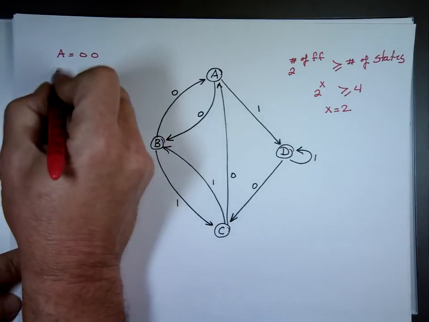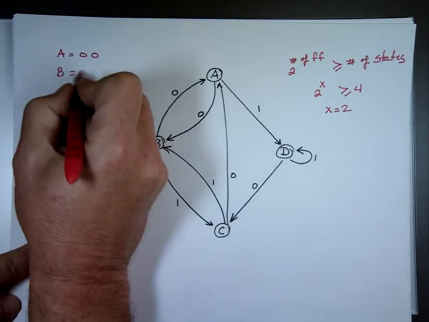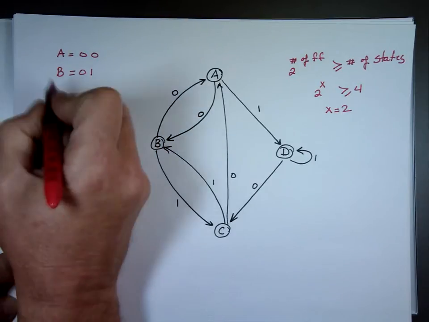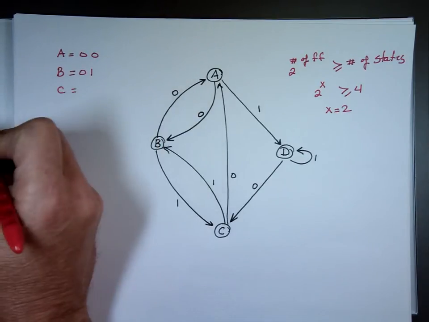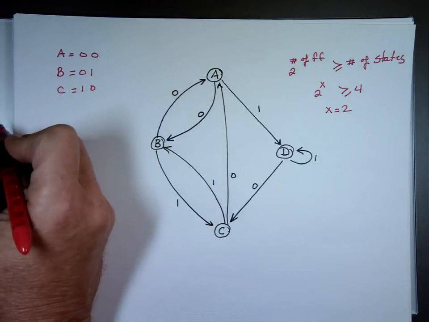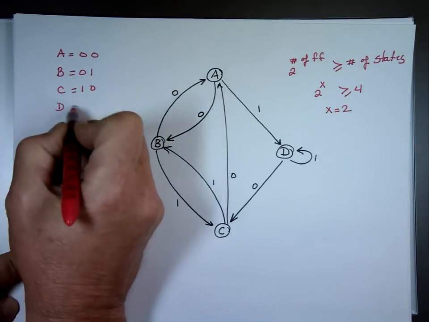So state B here, I'm going to refer to that as 01. State C, I'm going to refer to that as 10. And state D is going to be my 11.